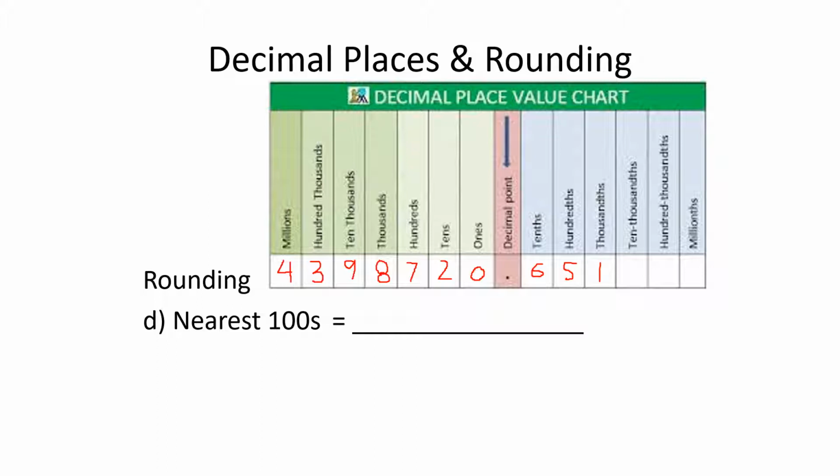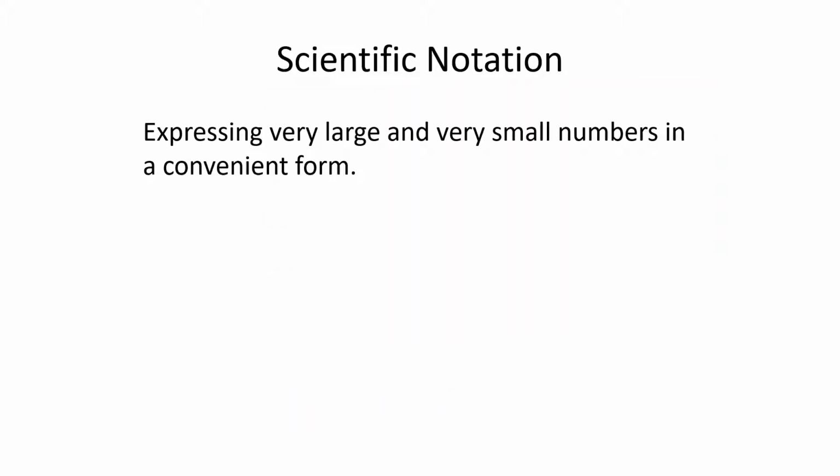What number's in the hundreds? 7. So you look to the right. It's a 2, so you round up or down? Round down, right? It's a 2. 0 through 4, you round down. So always look to the right. That determines if the number in question stays the same or increases by 1. All right, so that was rounding.